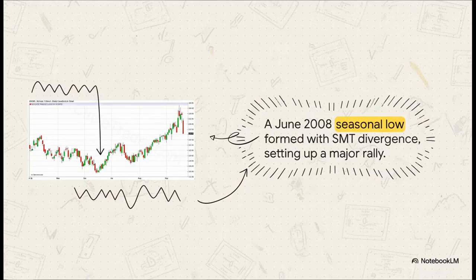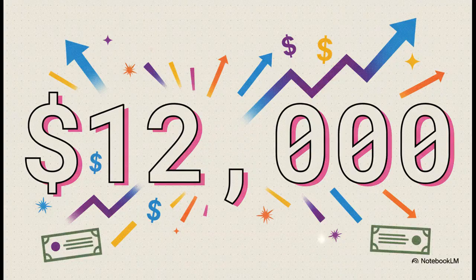So check this out. In 2008, the 30-year bond puts in a major low right on cue in June. And right at that turning point, what do you think happened? A crystal clear SMT divergence popped up between the Treasury yields. That was the green light, the signal to start hunting for a long entry. And the result of catching that setup? The move from that June low into the September contract was worth a staggering $12,000 per contract. Now that is what we call a mega trade.